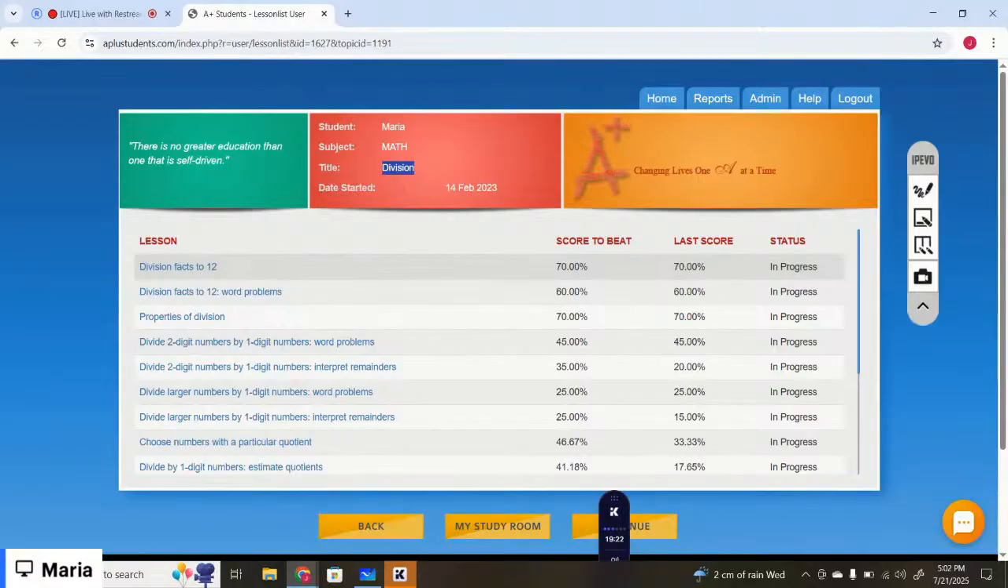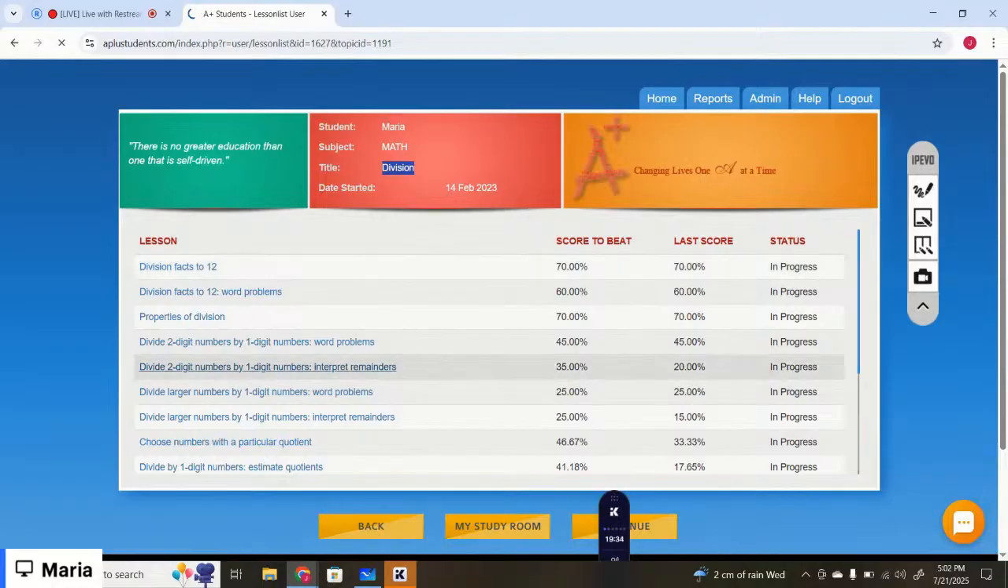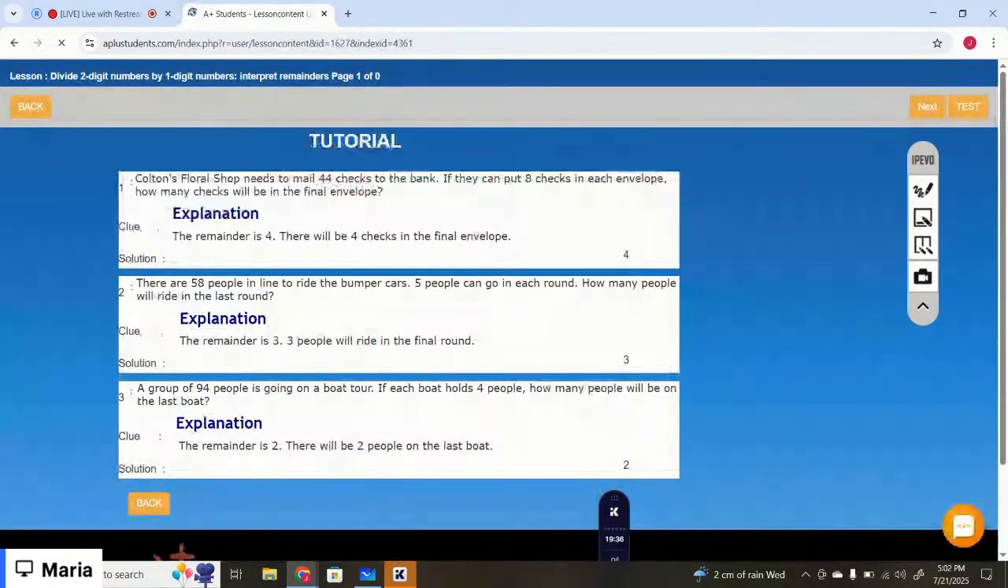Here I am on grade 4 math. The chapter we are on right now is division. Let's start with the lesson that is divide two-digit numbers by one-digit number, interpret remainders. Colton's floral shop needs to mail 44 checks to the bank. If they can put 8 checks in each envelope, how many checks will be in the final envelope?